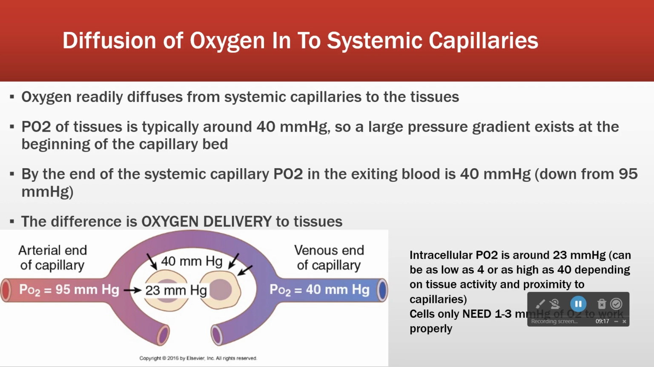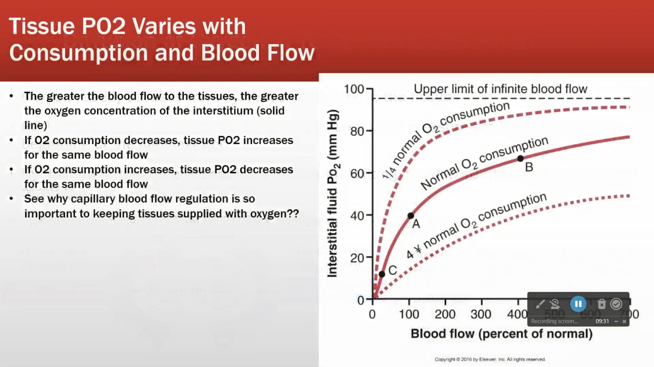And the larger the concentration gradient, physics still happens. So the bigger the concentration gradient, the faster gases move. So if your arterial blood has a PO2 of 100 and your cells are at 1, well, that's a massive concentration gradient. You're going to get a huge motion of oxygen.